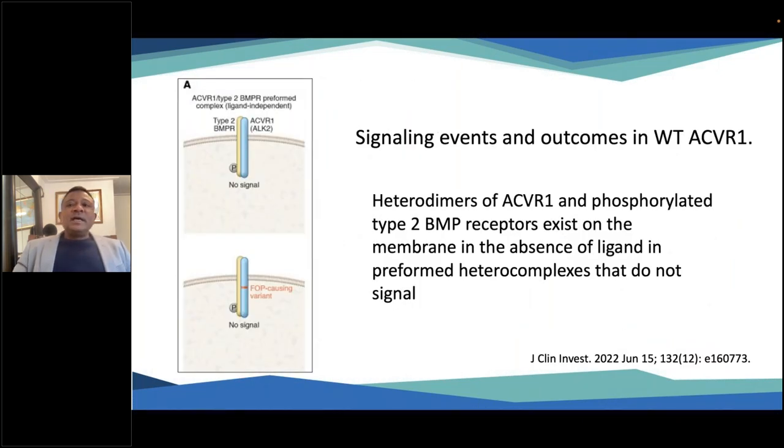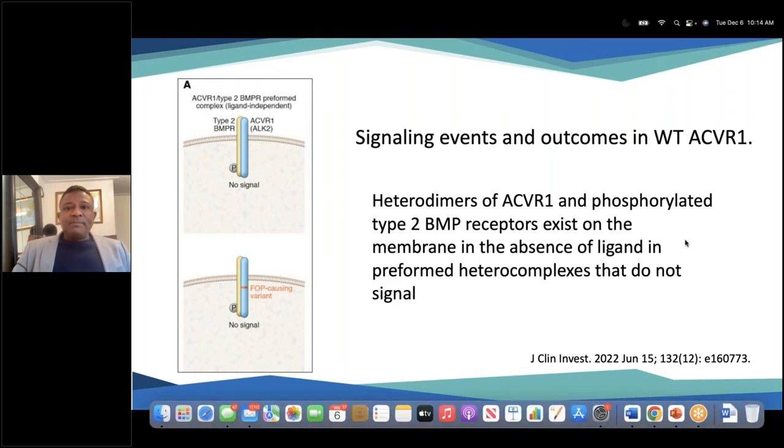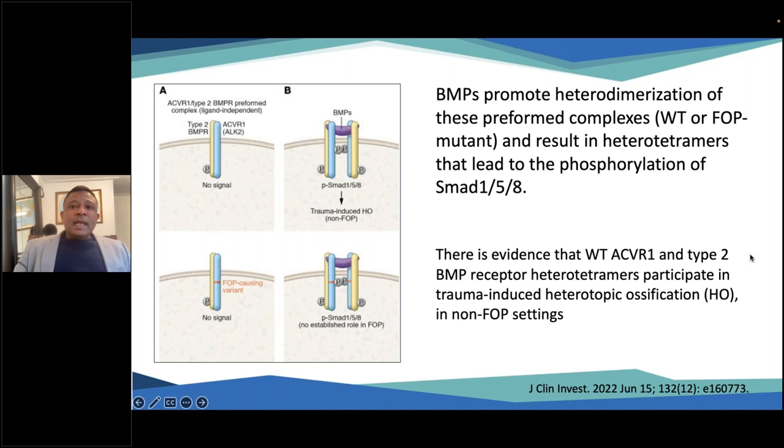So this is a schema here showing the normal ACVR1 receptor. And what happens in the normal situation is that you've got these heterodimers of ACVR1 and phosphorylated BMP receptors that exist on the membrane of a cell. And in the absence of the ligand, these heterocomplexes do not signal at all. Next, when BMP, as shown in figure B, is attached to the receptor, it promotes the heterodimerization of these complexes. So this could either be the wild-type receptor or the FOP mutant receptor, and it results in signaling through the SMAD 1, 5, and 8 pathway.